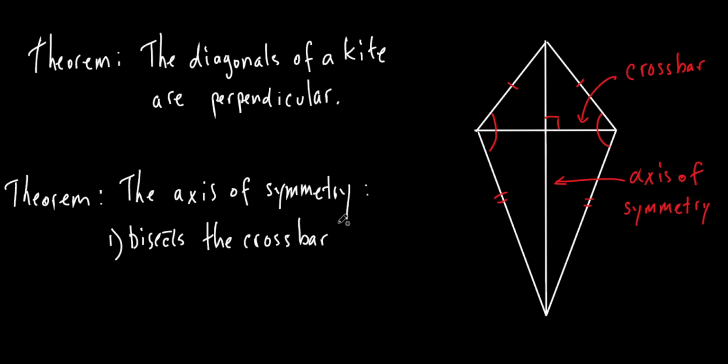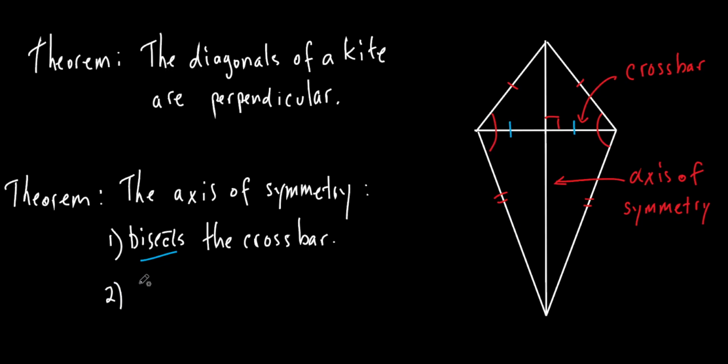All right, let's mark that. Let's do it in a different color. So the axis of symmetry, this one going up and down, it bisects this little skinny one right here, the crossbar. So what does that mean? That means that this little bit right here is equal to this little bit right here. Everybody got that? Josh, did you see that? This little part right here and this little part right here would be equal to each other. That's what the axis of symmetry does. It bisects the crossbar. We good?